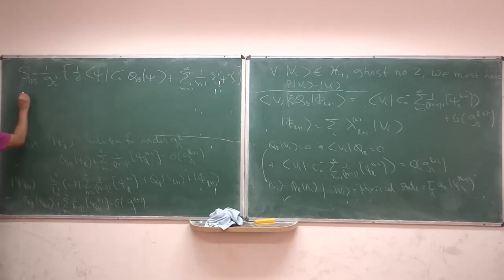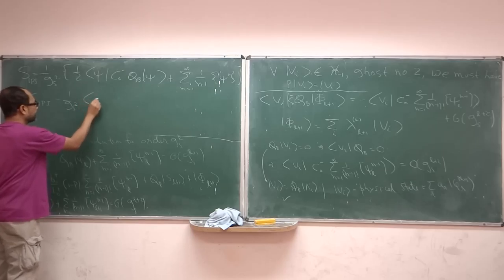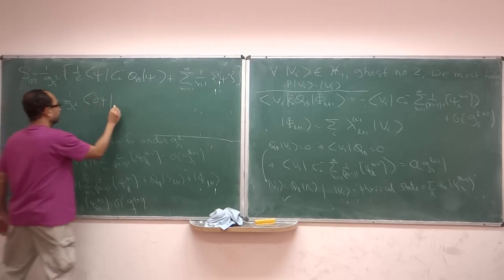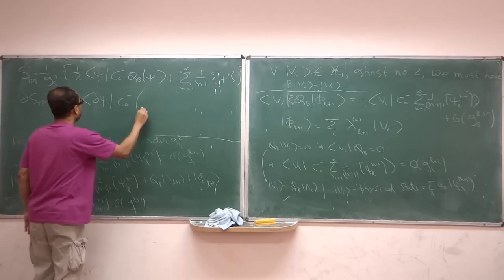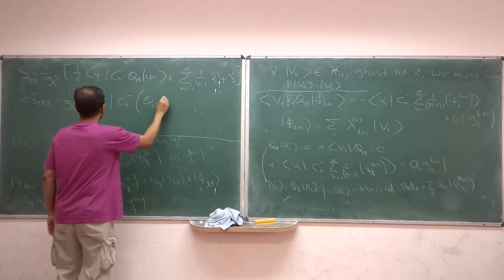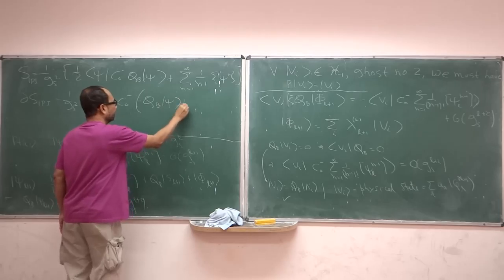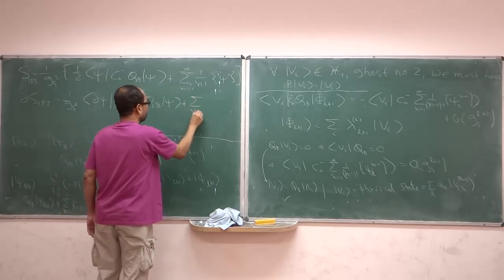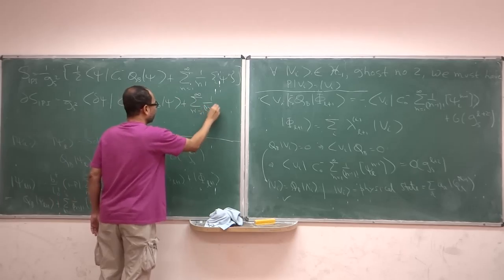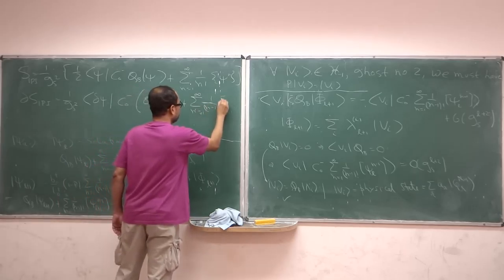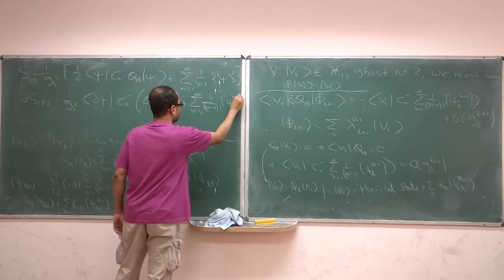So then delta S, 1PI, will be 1 over g_s squared, then delta psi, c naught minus. And then you have UV psi plus sine equal to 1 to UV, 1 over 8 minus 1 to UV, psi to 8 minus 1.